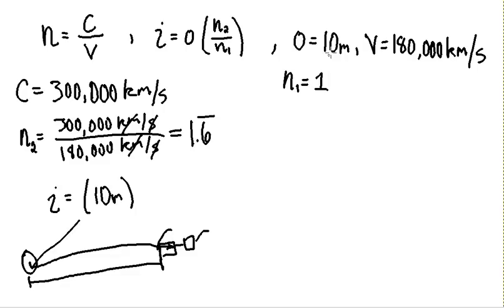So we have everything we need. We just need to plug it into this equation. I just wanted you to know what we're actually solving for, where this object looks like it's at for the observer.